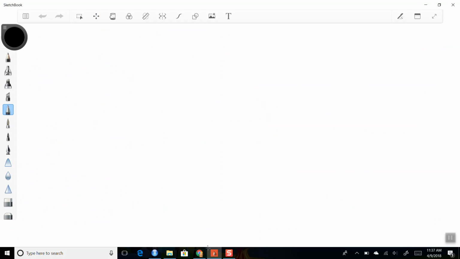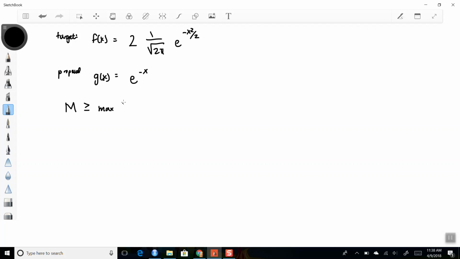Okay, so our target has f of x equal to 2 times 1 over root 2 pi e to the negative x squared over 2. And proposal g of x has PDF e to the negative x. Okay, and so what we want is an m which is going to be bigger than the maximum value of f of x over g of x.